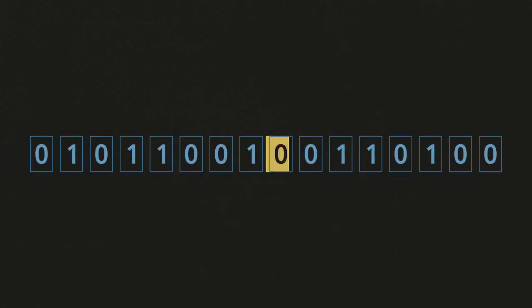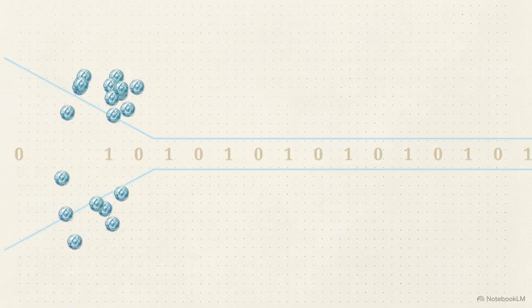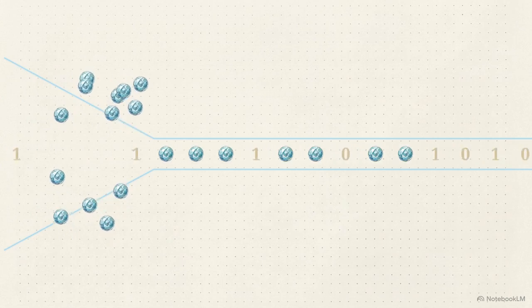Every device you own processes information using a flat, linear string of ones and zeros. A switch is either on or off. A coin lands on heads or tails. This binary chain is reliable, but it forces complex problems into a rigid, mutually exclusive sequence.